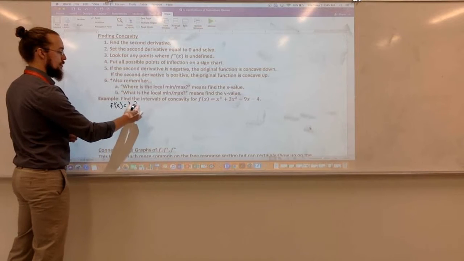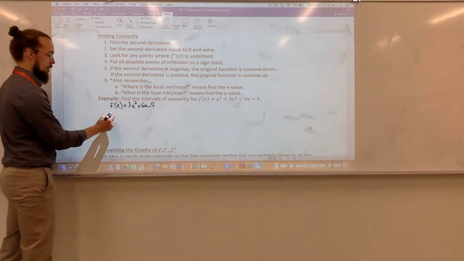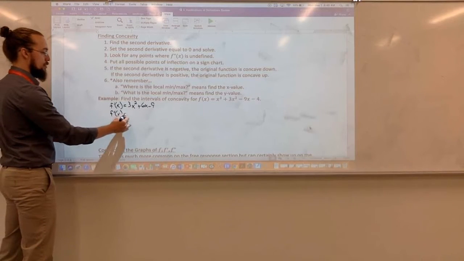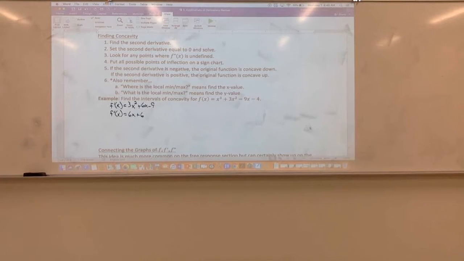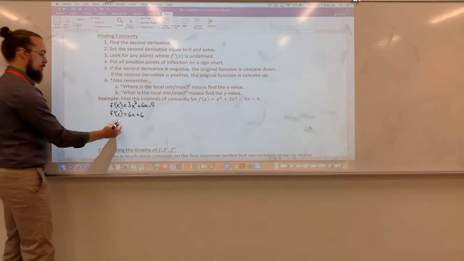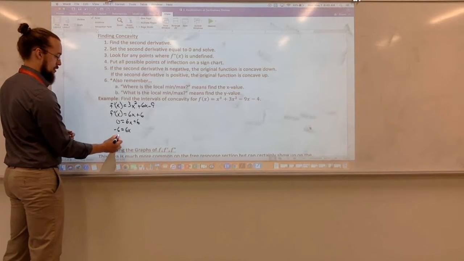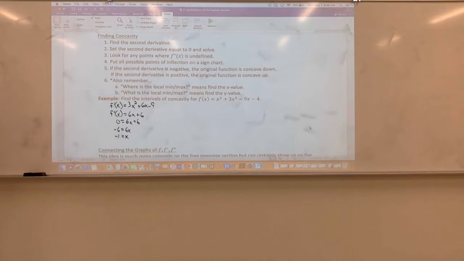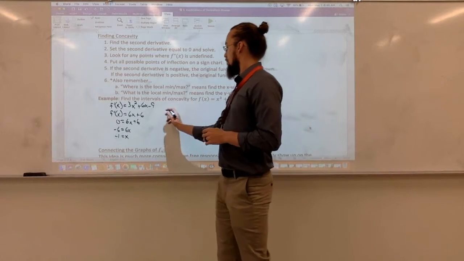So we know the first derivative is 3x squared plus 6x minus 9. So the second derivative then is going to be 6x plus 6. Set this equal to 0, and I think we get negative 1. So only one possible point of inflection. Remember, these are called points of inflection. We set the second derivative equal to 0. We don't know for sure if it is yet. So let's put it on the sign chart.